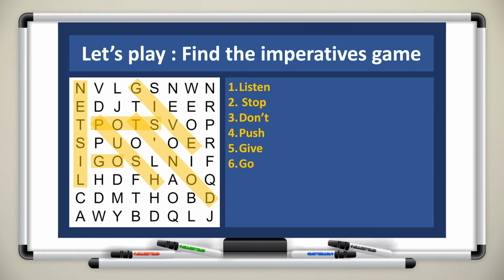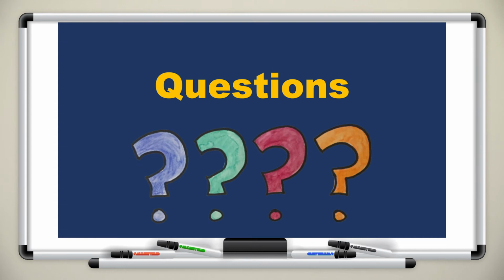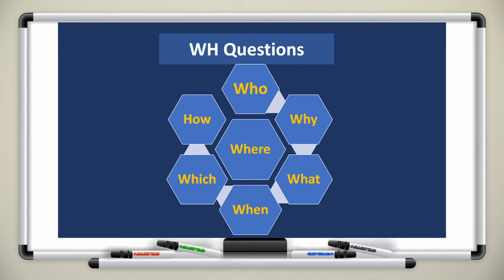Now, we took a look at the imperatives and we understood all about the imperatives. How about questions? Now, when it comes to forming questions, we always think about the WH words. What do you know about the WH words? Words like who, why, how, where, what, which, and when. Each WH word has a purpose for using.